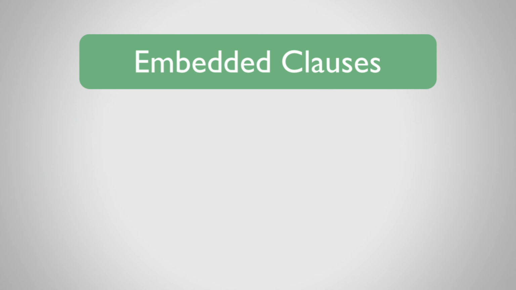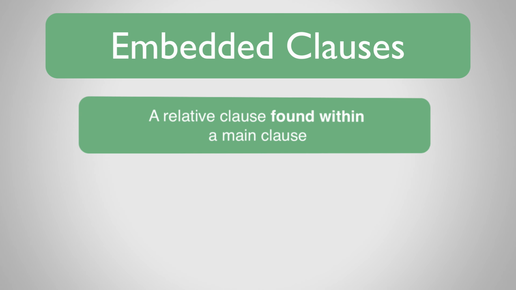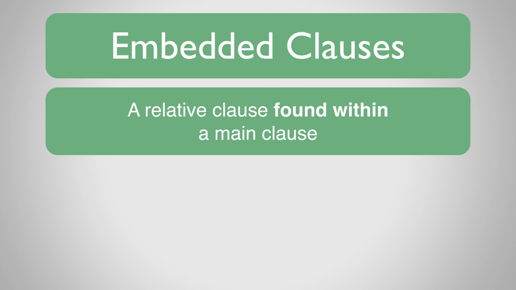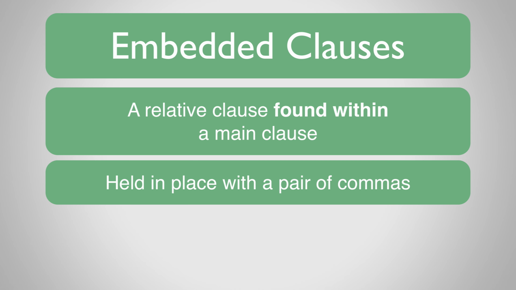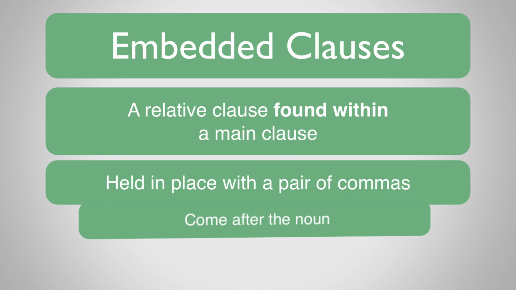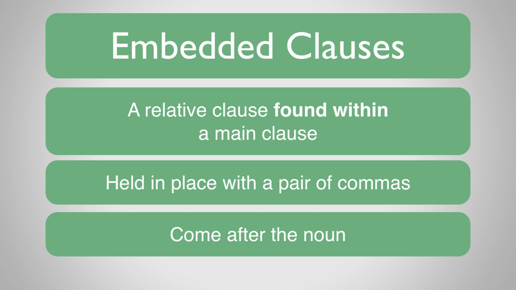So, embedded clauses are simply relative clauses that can be found within a main clause. They're always held in place with a pair of commas, and always come after the noun they're describing or clarifying.